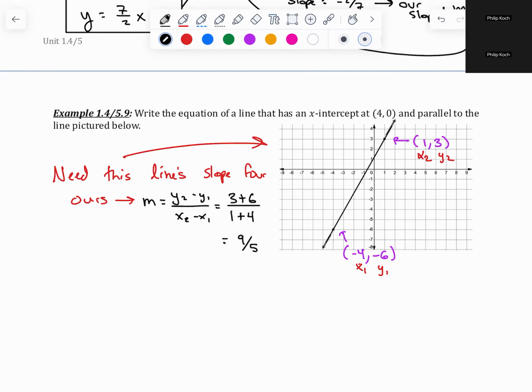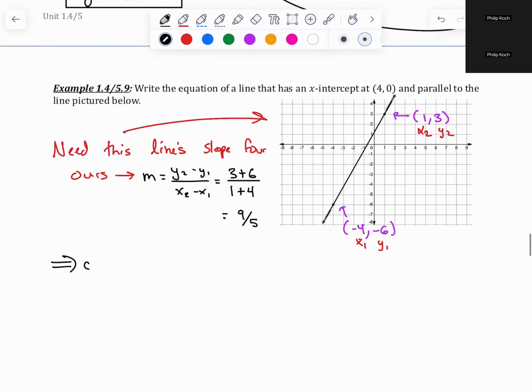So with that in mind, that means that our slope, which is m sub parallel, because it's a parallel line, is also 9/5. So we have our slope. We have a given point on our line, 4, 0. So we have everything we need to write the equation of our line.